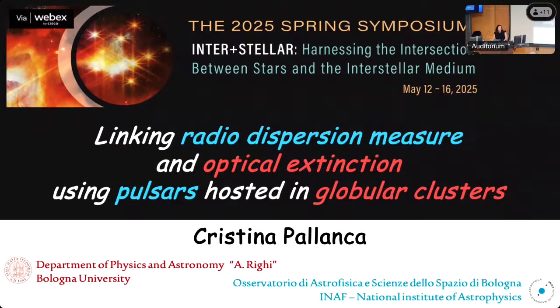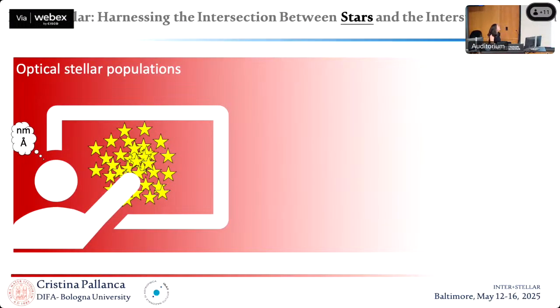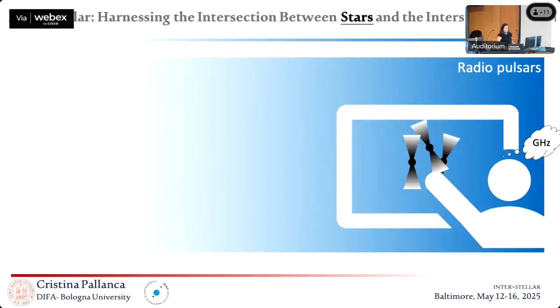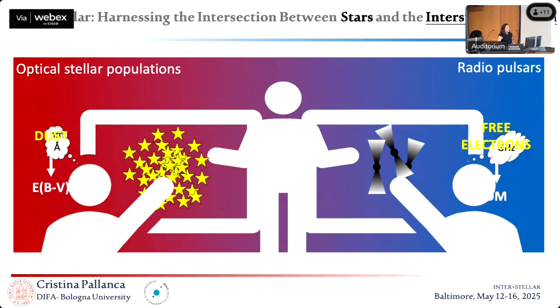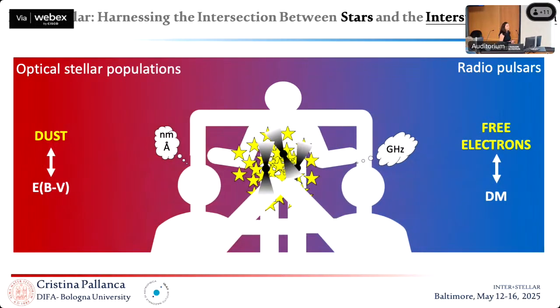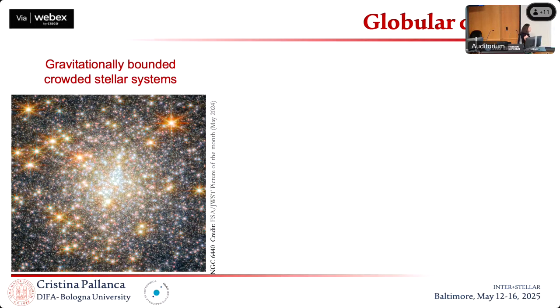Good morning, everyone. My name is Christina without H, and my research typically focuses on optical and near-infrared studies of globular cluster stellar populations. But actually, I also have some interest in pulsar science. Today I feel in between these two research fields, and I'm going to present some results about dust and free electrons that we can obtain just by putting together these two research fields. Let's start with a brief introduction about globular clusters.